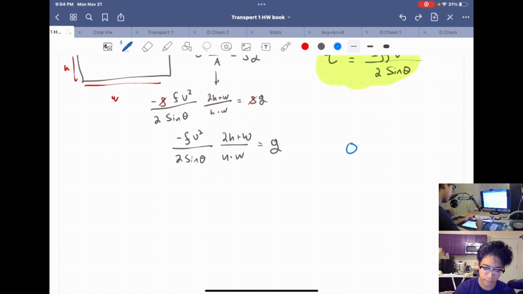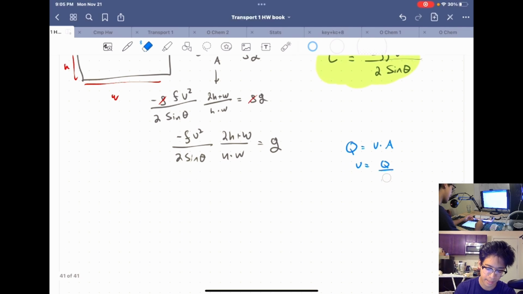You know that flow rate equals velocity times area, right? That's right, velocity times area. So in other words, velocity is equal to flow rate, which we're given, over area. And area we can represent in terms of height and width of the channel. So height times width, all taken care of.